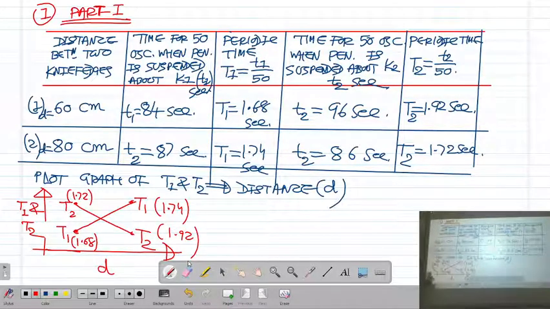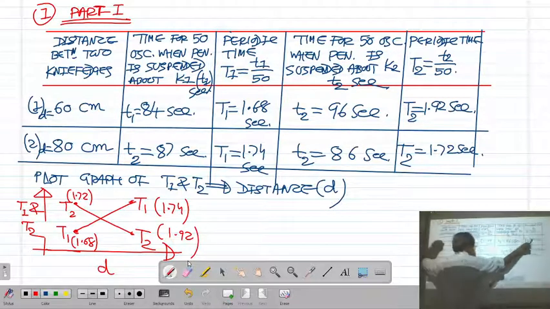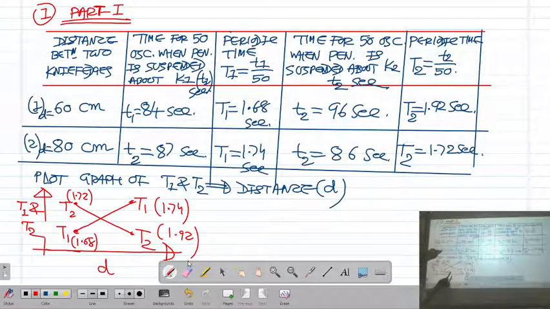Right? So this is the exercise for you. Okay, you have to do it yourself, a self-exercise. Take the distance D between two knife edges, 60 and 80, along the x-axis, and periodic times T1 and T2 along the y-axis. Put the 4 points. For 60 centimeter distance, T1 is 1.68 second and T2 is 1.92 second. For 80 centimeter distance, T1 is 1.74 second and T2 is 1.72.